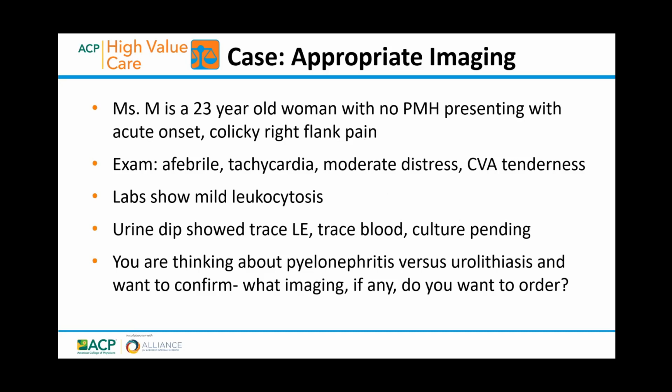Keeping some of those strategies in mind, we can talk about a 23-year-old woman with no past medical history presenting with acute onset colicky right flank pain. Her exam is afebrile, tachycardic, moderate distress, CVA tenderness. Labs show mild leukocytosis. Urine dip shows trace leukocytes, trace blood, cultures are pending, and you're thinking about pyelonephritis versus urolithiasis, and want to confirm what imaging, if any, do you want to order.